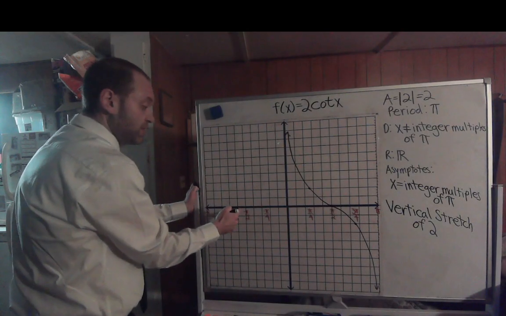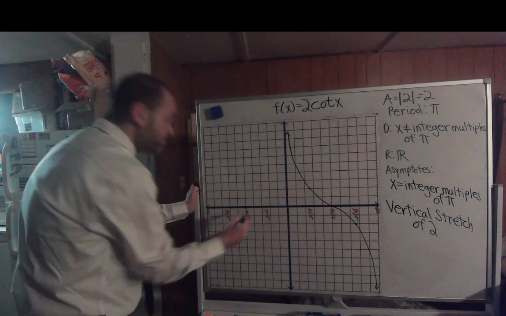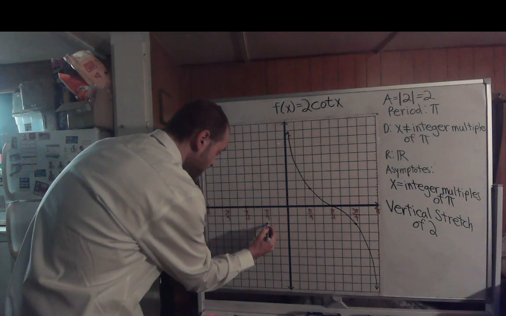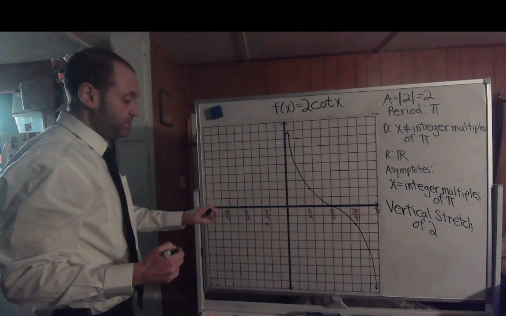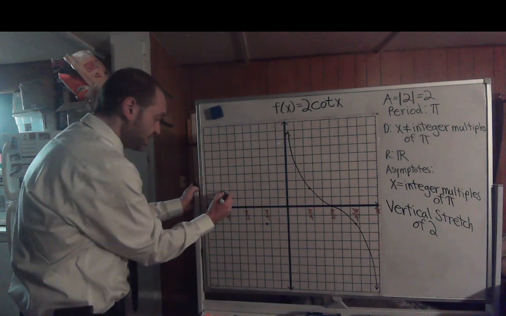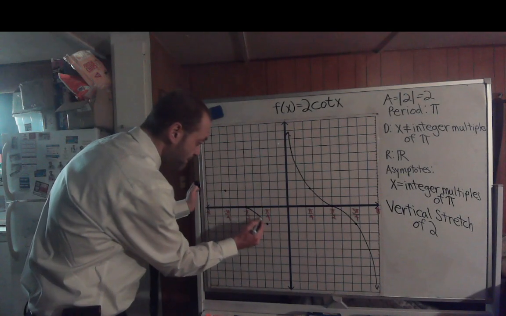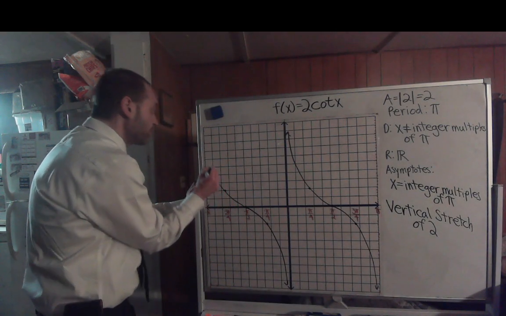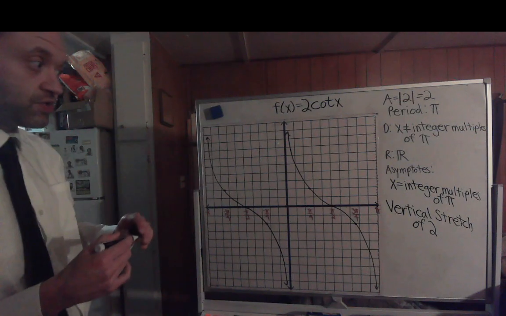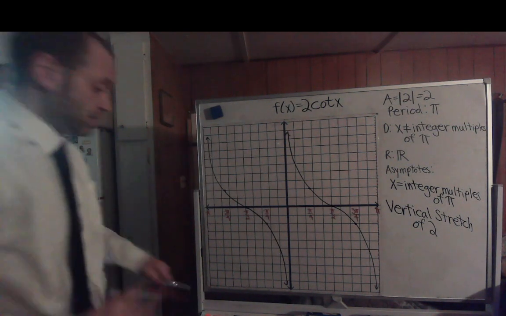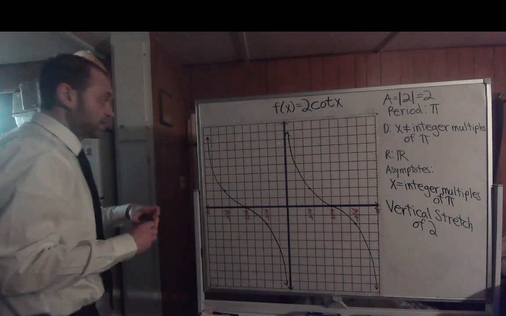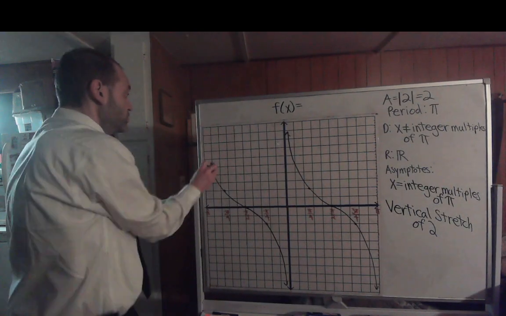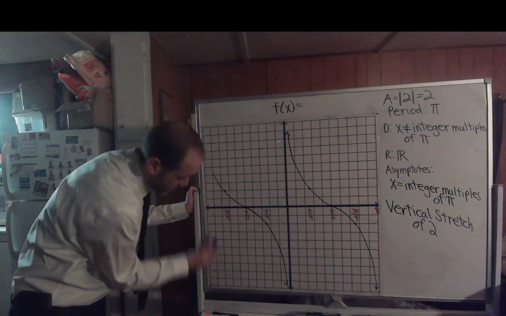Alright, cotangent of negative pi over 2 is 0. Cotangent of negative pi over 4 is normally negative 1. Take that times 2, you'll get negative 2. Cotangent of negative 3 pi over 4 is 1. Take that times 2, you get 2. So, yes, you have a vertically stretched graph by factor of 2. And then, of course, we'll do an example with the tangent graph. And then we'll move on to vertical shifts after that.